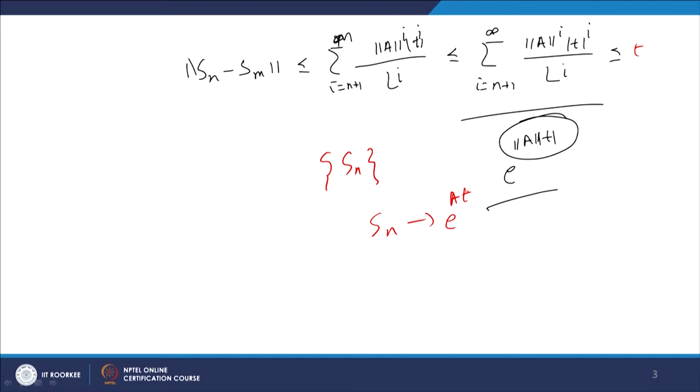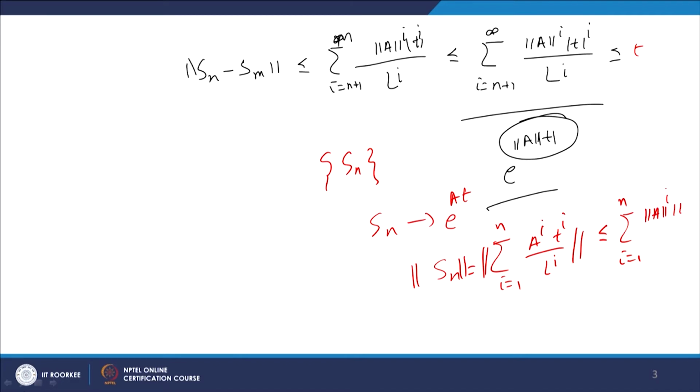And not only this, we want to show something more. If you look at your Sn, it is basically summation i equal to 1 to n a to the power i t to the power i upon factorial i, and we can say that the norm of this is less than or equal to summation i equal to 1 to n norm of a to the power i modulus of t to the power i upon factorial i, right. So, norm of Sn is less than or equal to this. We will require this later.